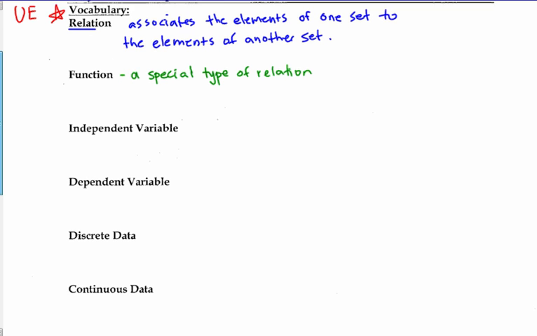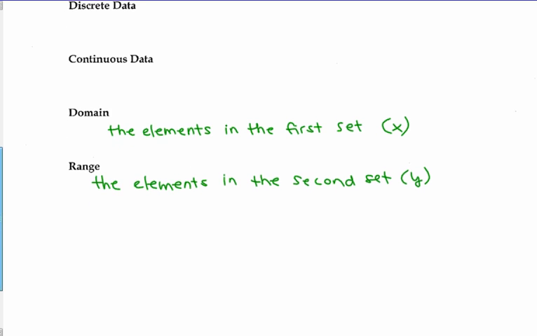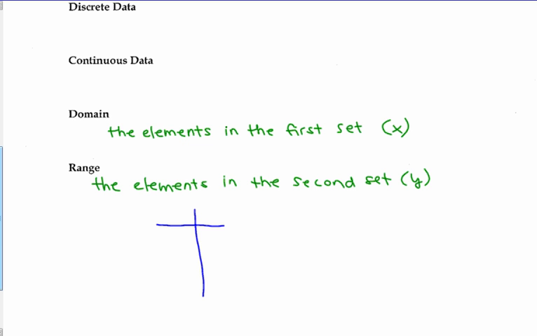Okay, so what is domain? I'm going to tell you right now. Domain is the element in the first set. The element in the first set, so it's associated with X. Range? Want to take a guess? The second set. Yeah, the element in the second set. So it's associated with the Y. Because it is. Definition, vocabulary.